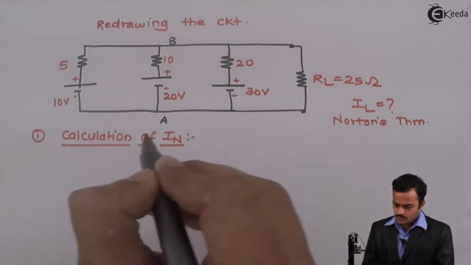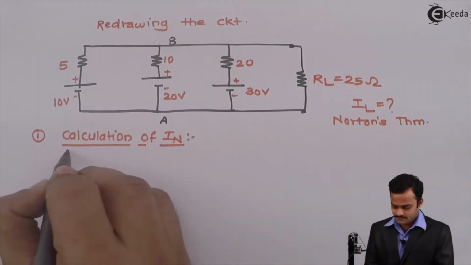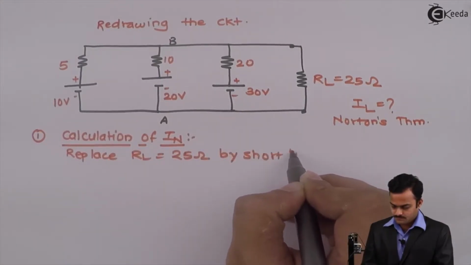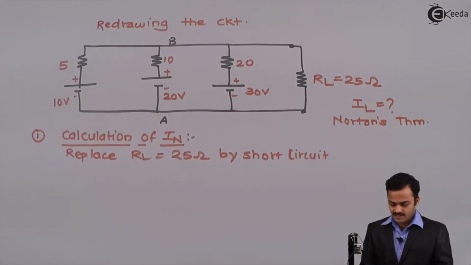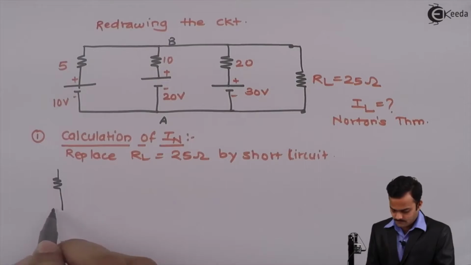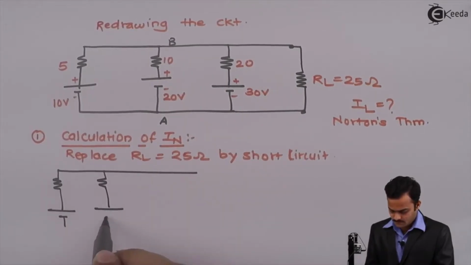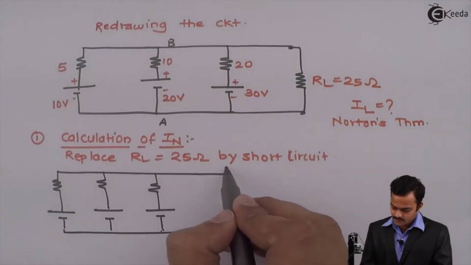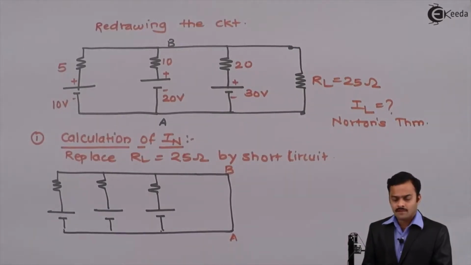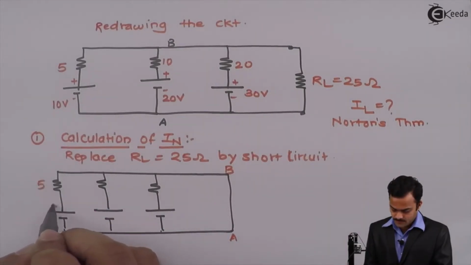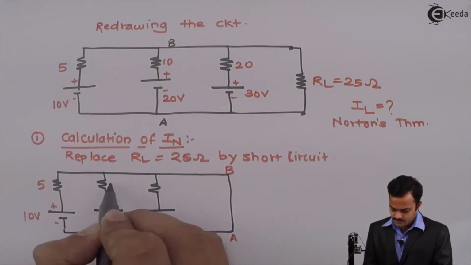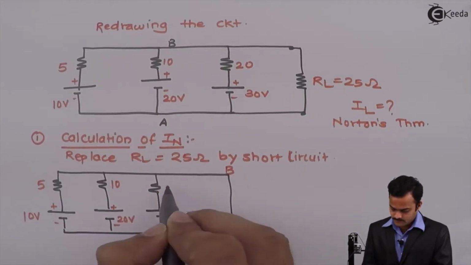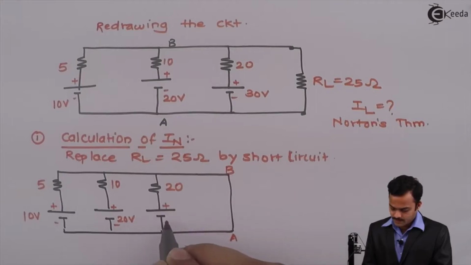What I need to do? I need to replace RL by a short circuit link. So I will get a structure like this. These are the points A and B, and this is 5 ohm, battery of 10 volt, 10 ohm, battery of 20 volt, 20 ohm, battery of 30 volt.